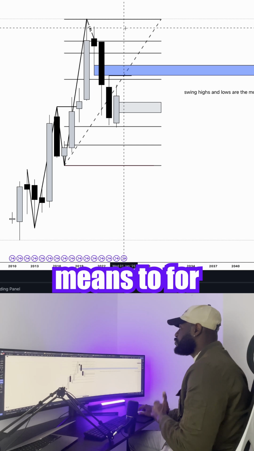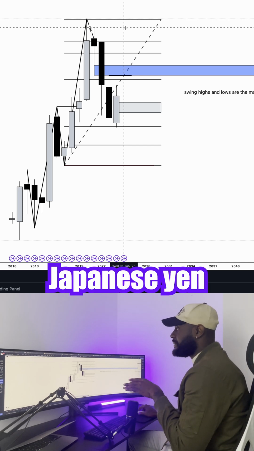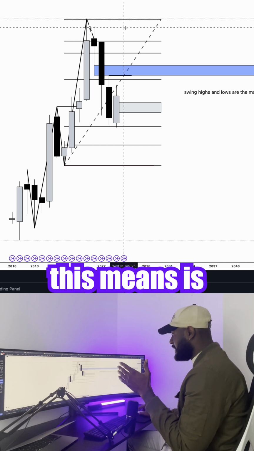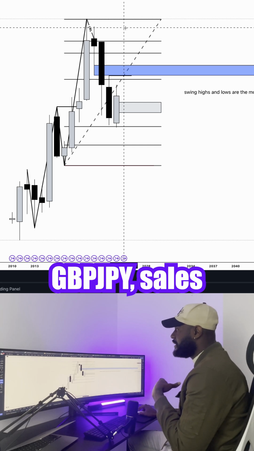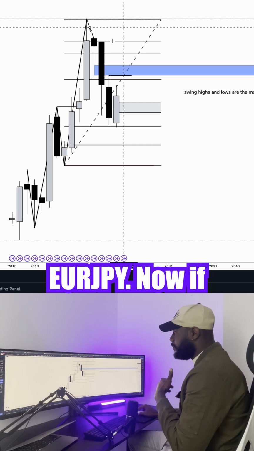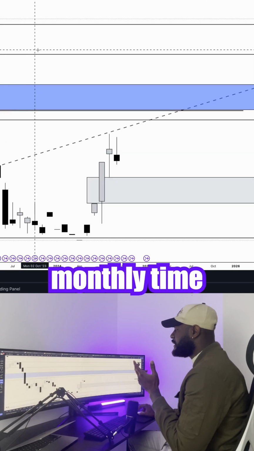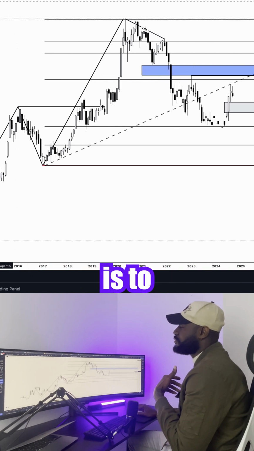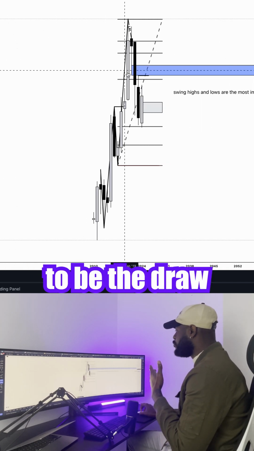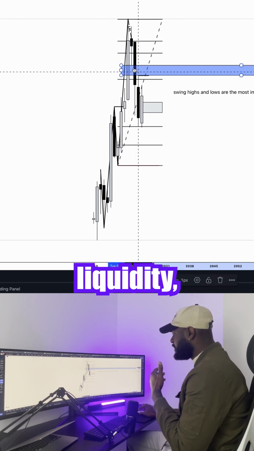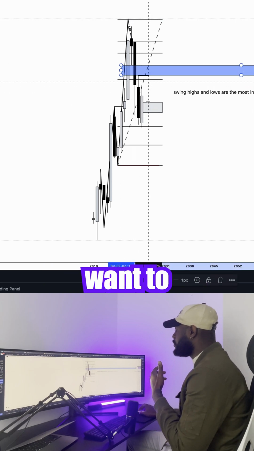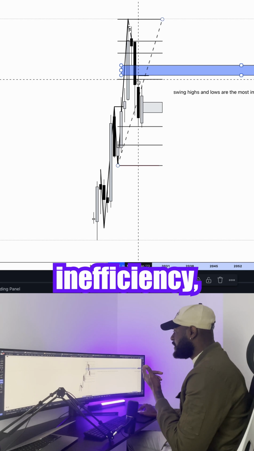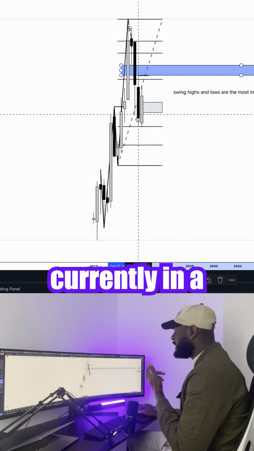What this means for the Japanese yen against the British pound and USD is I'll be looking for sells on GBP JPY, sells on USD JPY, and Euro JPY. Now, if we go down into the monthly time frame as well, we can see this is bullish. The next thing I want to do is anticipate where the draw on liquidity is going to be. Right here, we'll have our draw on liquidity, this inefficiency. This is an area that I want to attract price to the upside. This area right here, number one, because it's an inefficiency. Number two, it's the premium zone. And we're currently in a discount zone.